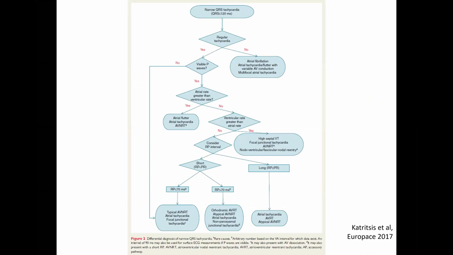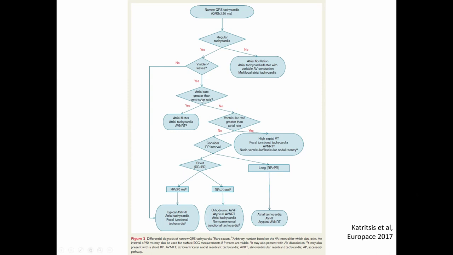And this is a flow chart of how to approach the SVT patient. First of all, we've got our regular narrow complex QRS tachycardia. If it's not regular, is it atrial fibrillation or atrial tachycardia with variable block? That leads you off that way. But if it is regular, the first question is, are there P waves? If there aren't, you're straight down to the bottom, and it's most likely going to be AVNRT, but it could also be junctional tachycardia or a very unusual atrial tachycardia with a lot of AH delay causing the P wave to be buried in the QRS.